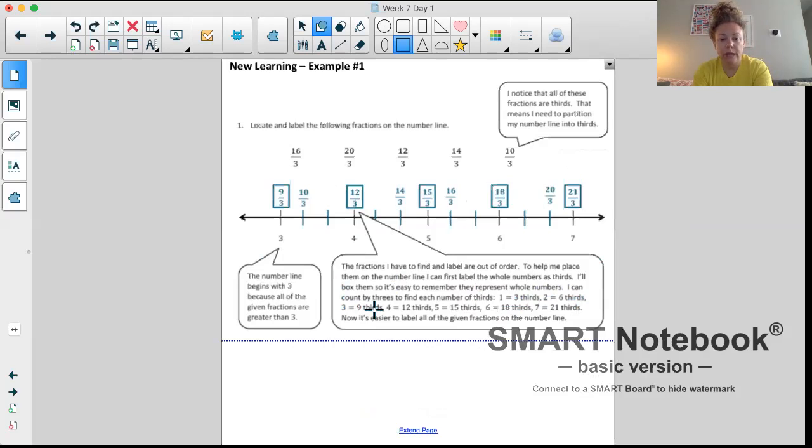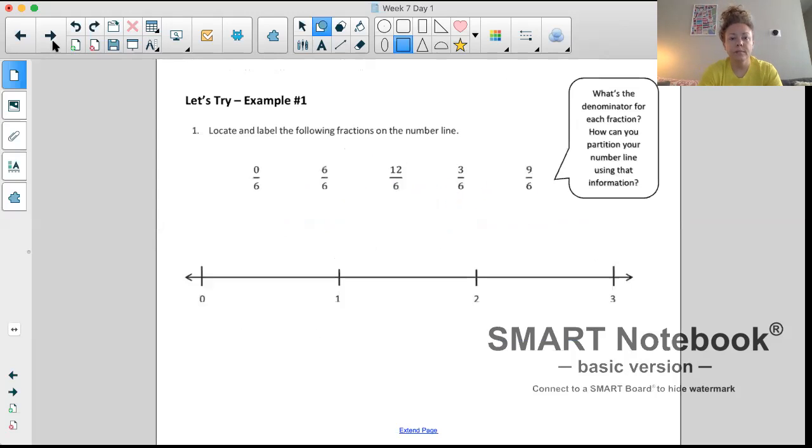3 wholes equals 9/3. 4 wholes equals 12/3. 5 wholes equals 15/3. 6 wholes equals 18/3. And 7 wholes equals 21/3. Now it is easier to label all of the given fractions on the number line. So those are these boxes here, these whole numbers, okay? Let's try one together. Locate and label the following fractions on the number line.